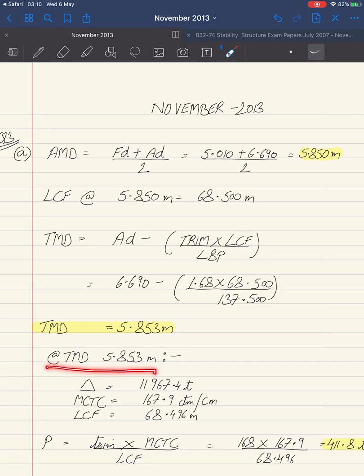Now we will find various values with respect to the true mean draft, which is now 5.853 meters. We look into the hydrostatic data, and by doing interpolation, we found the displacement of the vessel in salt water is 11967.4 tons. The MCTC in salt water is 167.9. The LCF of the vessel at 5.853 meters was found to be 68.496.